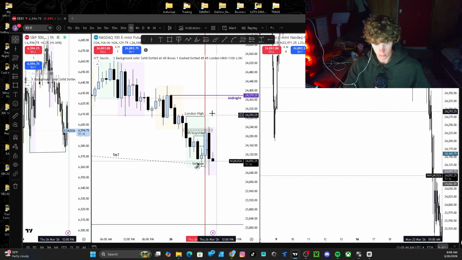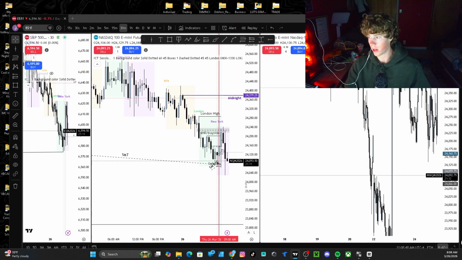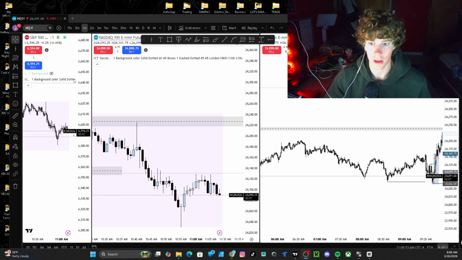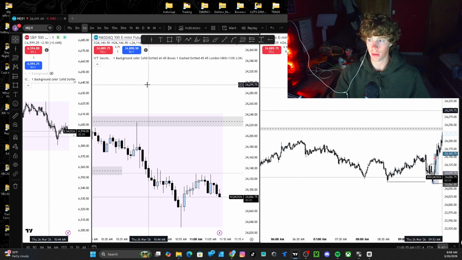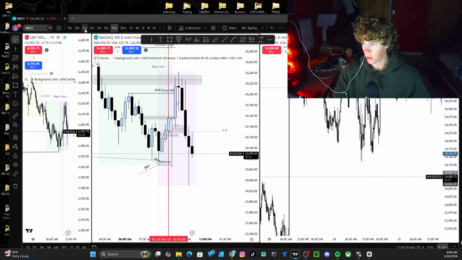So at this point, I was thinking, okay, I want to see longs for my trade. What do I need to do to see longs? I need to see a liquidity sweep in the opposite direction aligned with our PD array. So let's drop down to 1 minute.